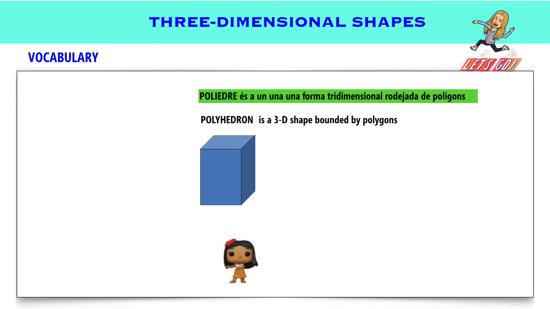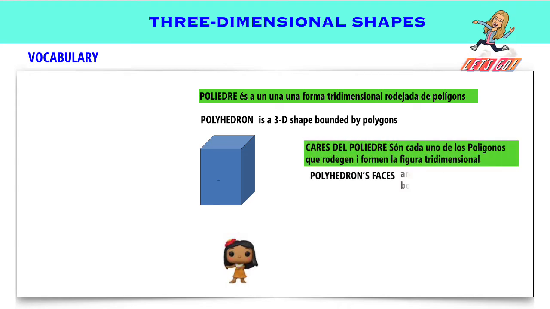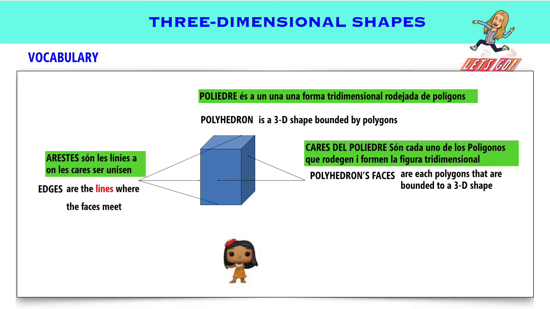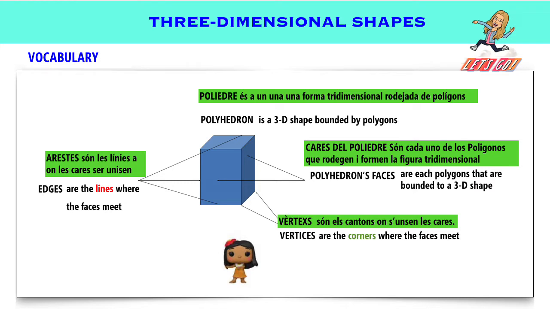Polyhedron is a 3D shape bounded by polygons. Polyhedron's faces are each polygons that are bounded to a 3D shape. Edges are the lines where the faces meet. Vertices are the corners where the faces meet.